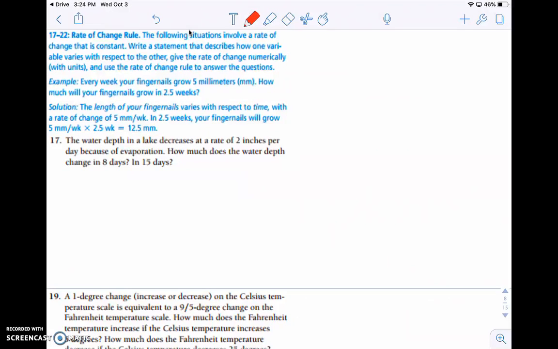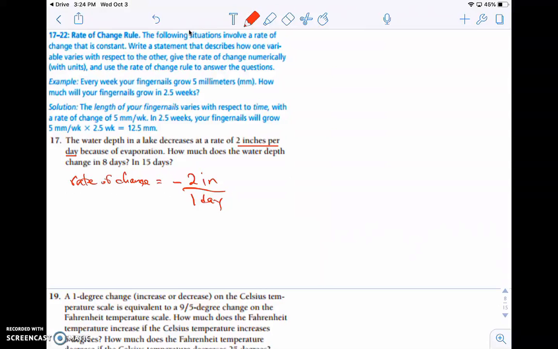We've got the water depth in the lake decreases at a rate of 2 inches per day. When you see that "per," that's usually getting towards your rate of change. So the rate of change here, and it's decreasing, so that's going to be negative 2 inches for every 1 day. And that's because of evaporation. We want to know how much the water depth changes in 8 days, in 15 days.